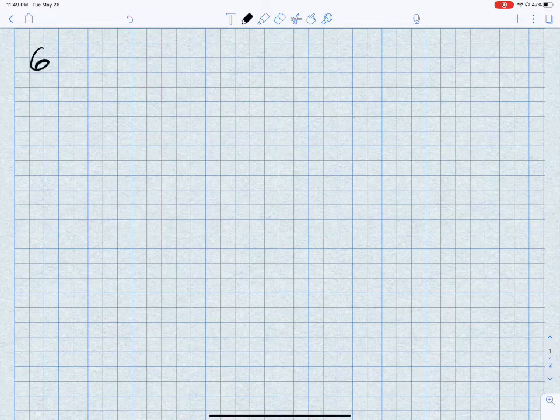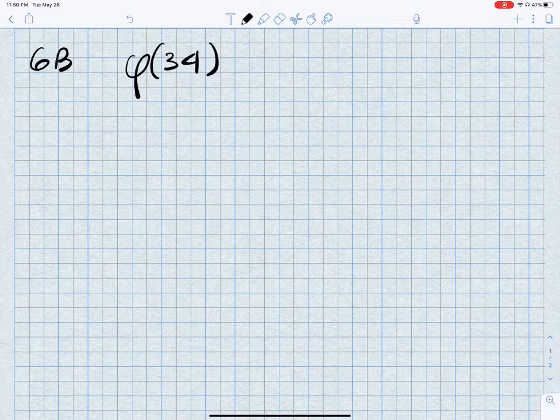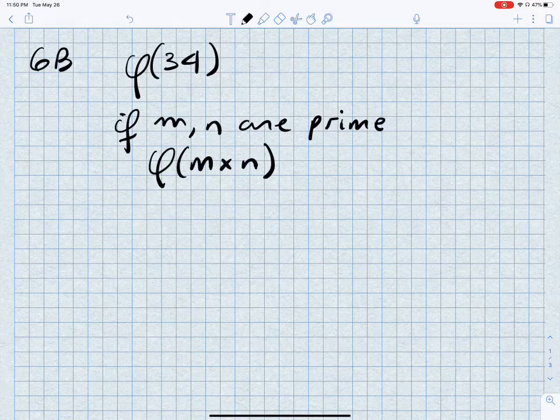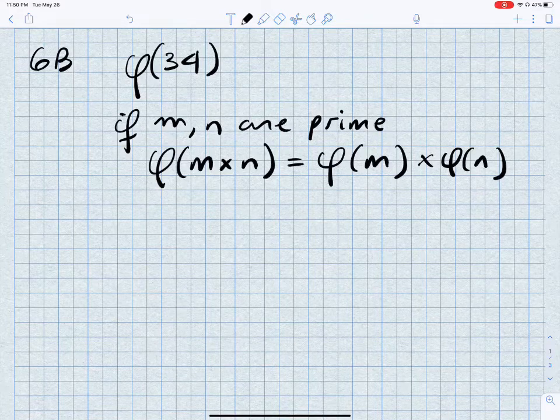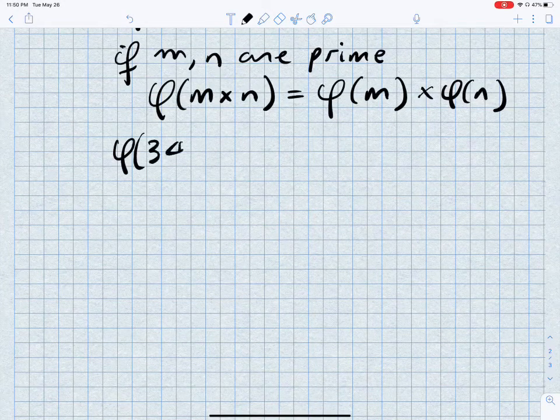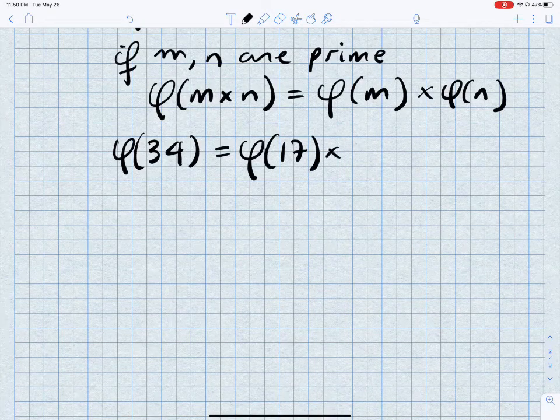All right, so now let's take a look at 6b. For 6b, we're asked to calculate the phi of 34. So we can express 34 in prime numbers, so we can apply a couple of simplification rules. One of the rules says that if you have m and n that are prime, then we can simplify phi of m times n. If you can represent the number as the multiplication of two prime numbers, then you can simplify this to be phi of m times phi of n. So since we can represent 34 as the multiplication of 17 and 2, which are both prime numbers, then we can certainly apply this rule and say that phi of 34 is equal to phi of 17 times phi of 2.